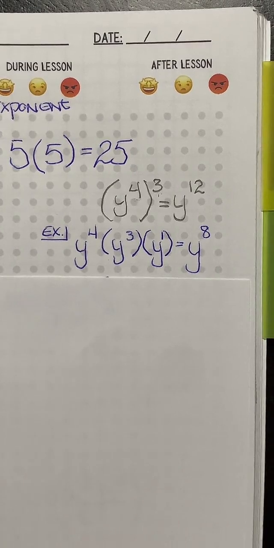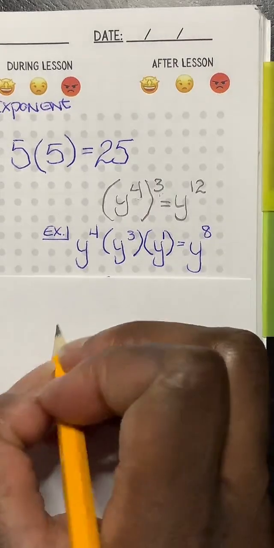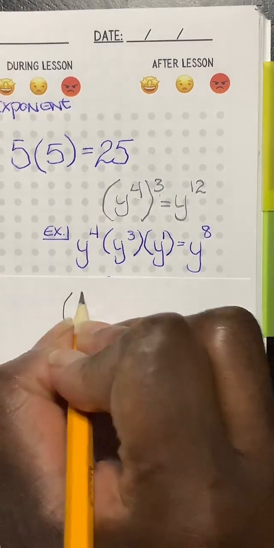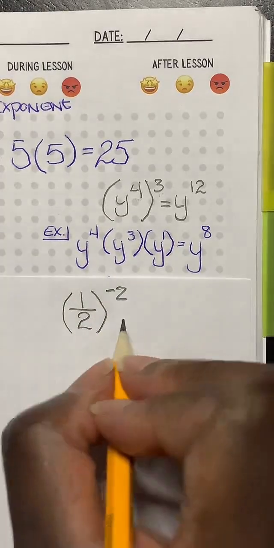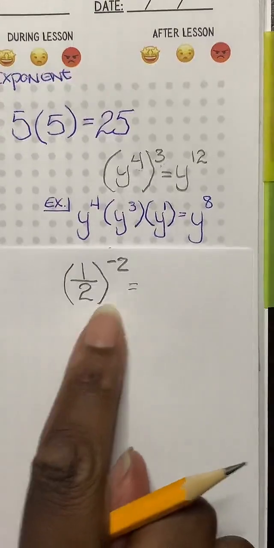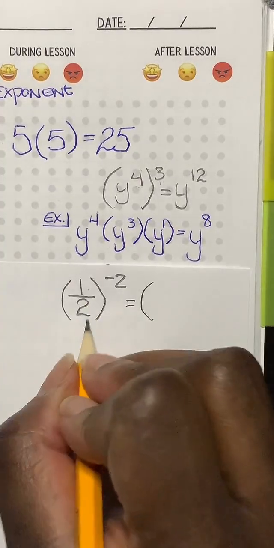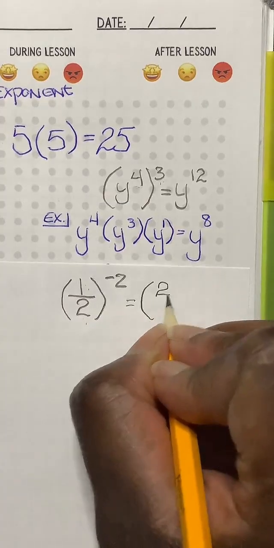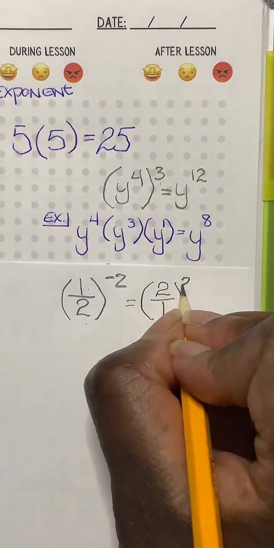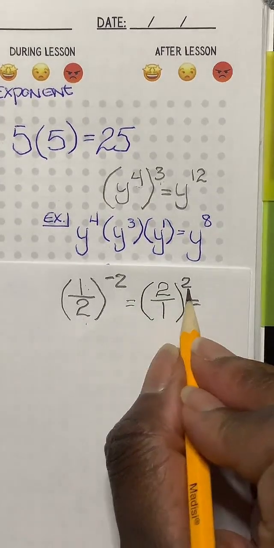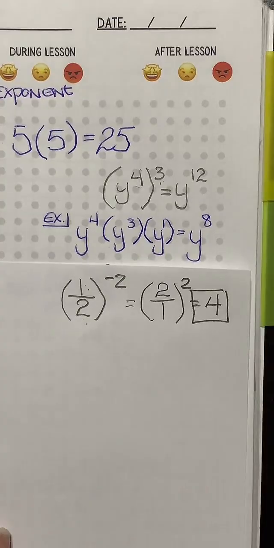Okay. So how can I solve this? One half, negative. It's just like what I was saying. When you have a negative exponent, you flip it. So you flip the fraction. So it's 2 over 1. And by flipping the fraction, you change the sign, which is 2. 2 raised to the second power gives me 4. 4 over 1 will simply just give me 4.